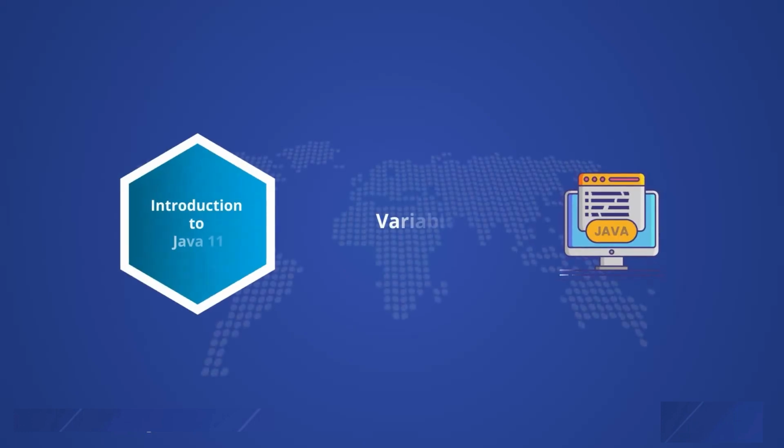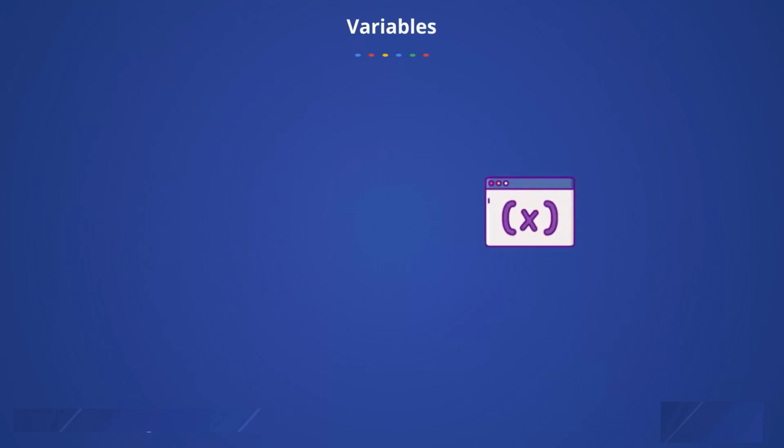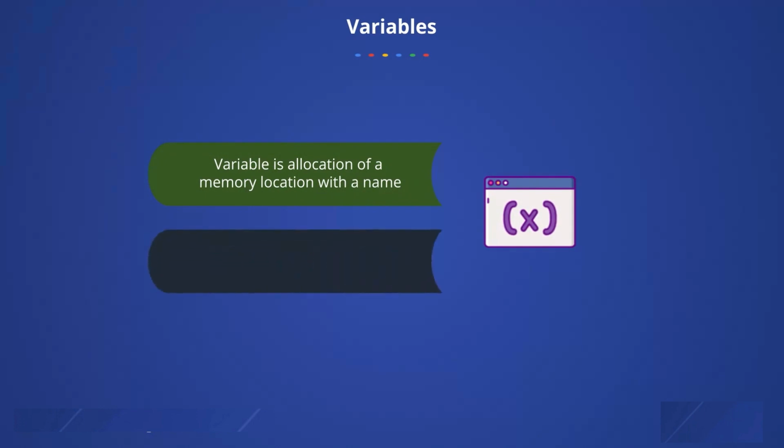Now let's start with variables. So what exactly is a variable? A variable, you can say, is any particular name which refers to a particular memory location, or any ID or any entity which actually points to a particular memory location is called a variable.